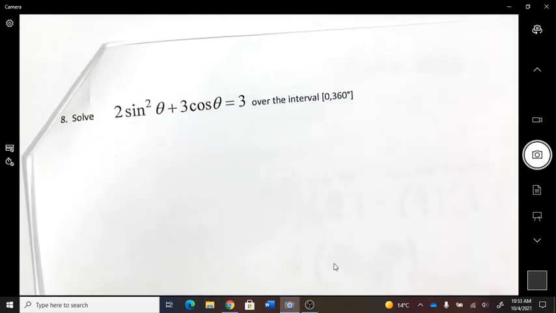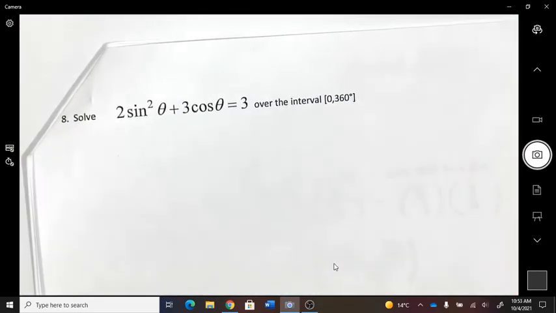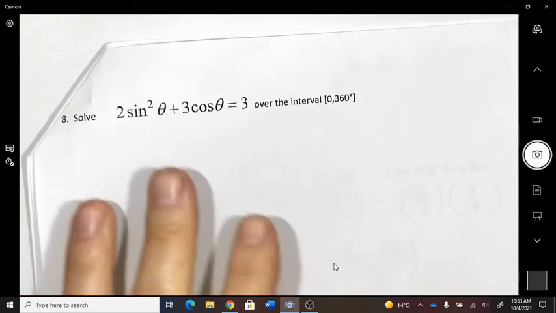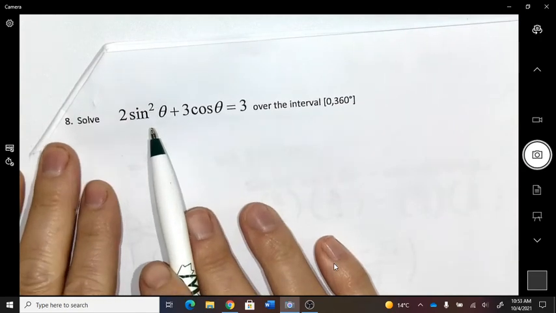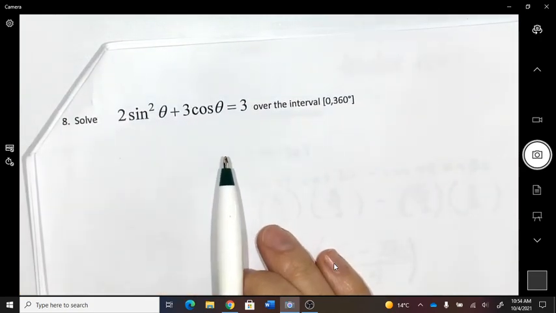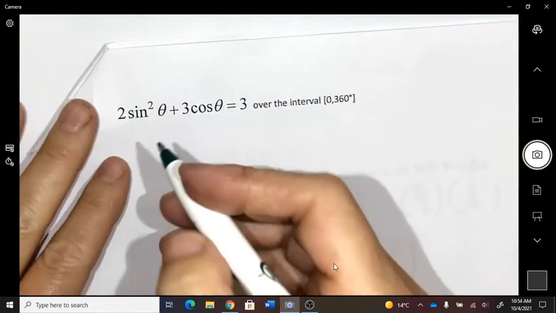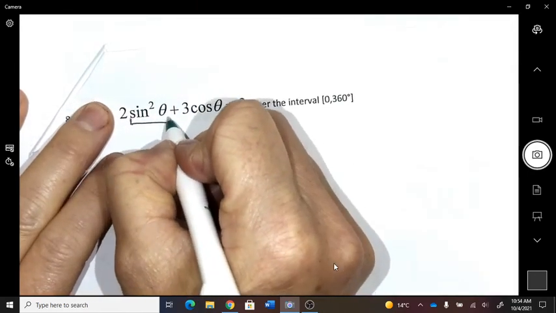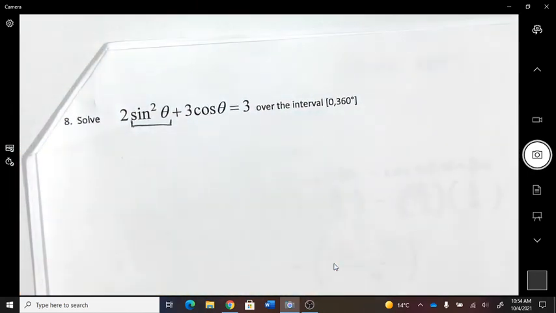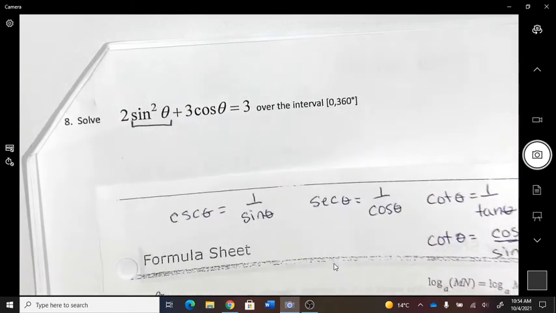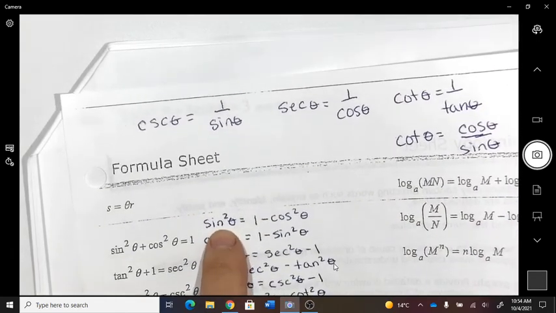Okay, I guess we have one more here. Okay. We're going to make a replacement. This equation right now has sines and coses in it. I don't like it. So we can make a replacement for sine squared because that's our formula sheet stuff. So formula sheet sine squared.